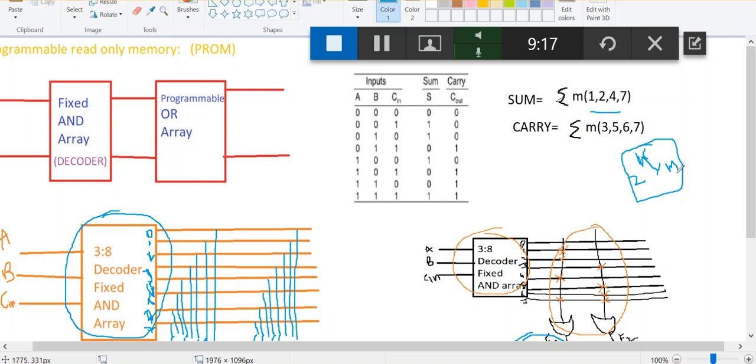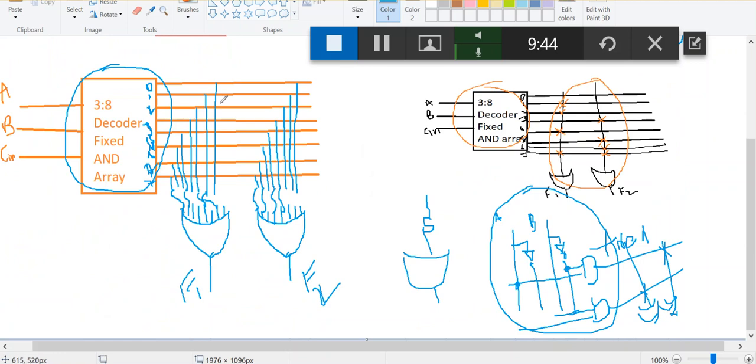Based on the ROM concept only we have designed this PROM, and then we have different types, EPROM and EEPROM. EPROM is electrically programmable read-only memory. EEPROM is electrically erasable programmable read-only memory. We have different types, but we need to discuss the PROM concept here. This is the basic structure of the programmable read-only memory: fixed AND and programmable OR. These are the three methods we can represent the programmable read-only memory. Okay, thank you.